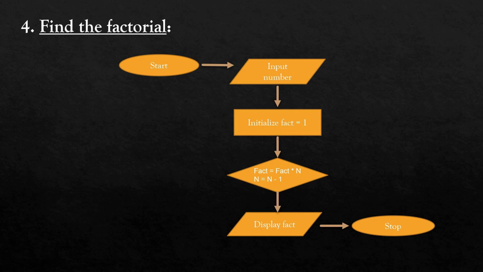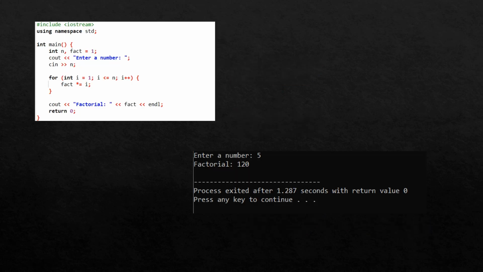The process is to initialize factorial equal to 1. Then we will place a diamond shape, which represents the loop multiplying the factorial by i. Then the output is represented in the parallelogram and the end is in oval shape. On the next page you can see the program.